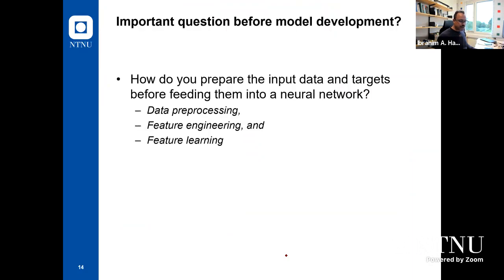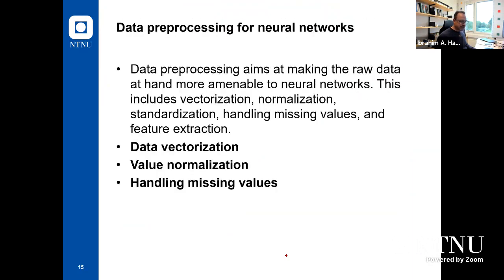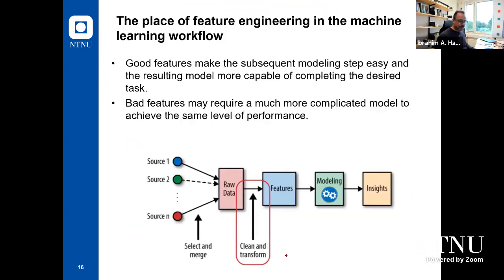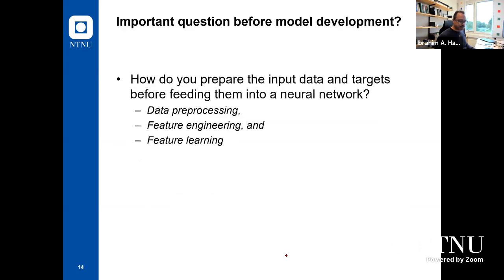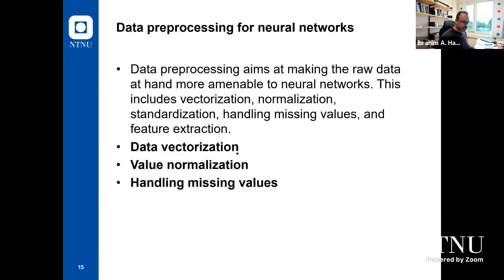So, feature scaling and normalization. I mentioned that before. In fact, we have something called data pre-processing, feature engineering, and feature learning, for example. Data processing aims at making the raw data at hand more amenable to neural networks, and it includes data vectorization, value normalization, and handling missing values. Sometimes you have some missing values.